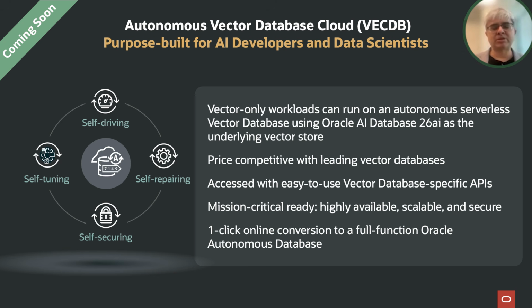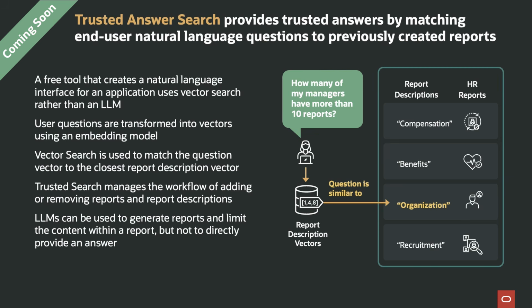We have other applications of vector search we are trying to provide with the database. This is coming soon again. This is called Trusted Answer Search. It'll be a free tool that will basically map an end user question to one of a number of reports without using a large language model. This is based purely on vector search. Again, the end user question is transformed into a vector, and the vector search is used to find the closest matching report based on its description vector.